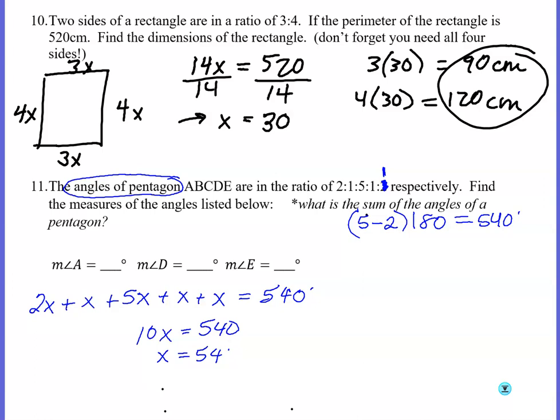They want the measures of these angles. This is why the statement said A, B, C, D, E are in the ratio respectively. That means A goes with the 2x, and B goes with the 1x, and C goes with the 5x, and so on and so forth. So if I want angle A, that goes with a 2x, so I do 2 times 54. So I get 108 for angle A. D goes with the 1x, which is just x, so 54, and so is E. So those are both 54. That wasn't too bad.